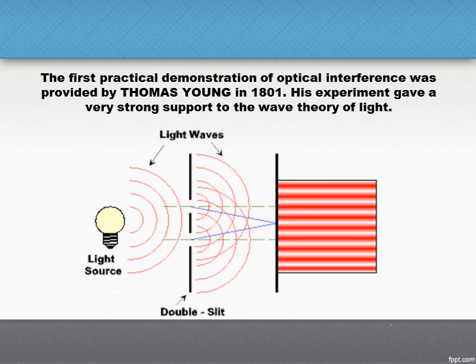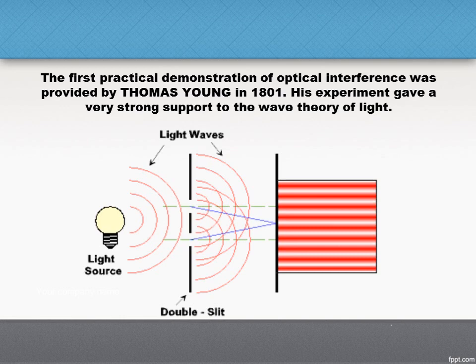As you see in the diagram, a light source is kept in front of our two slits. The wavefronts emanating from this light source pass through the two slits and are divided into two parts, and after passing through the double slit, these wavefronts interfere with each other and a pattern is formed on the screen in the form of bright and dark bands. So this was the experiment conducted by Young in support of the wave theory of light.